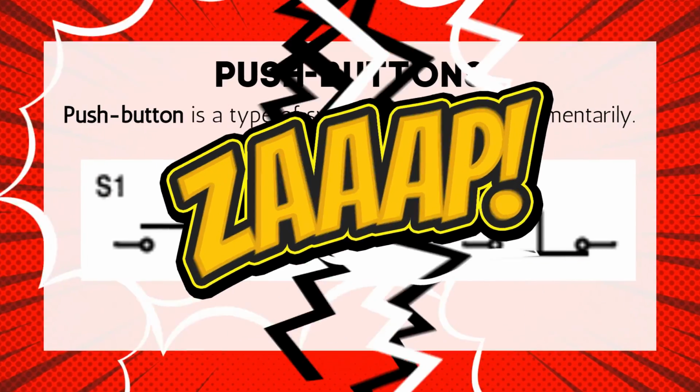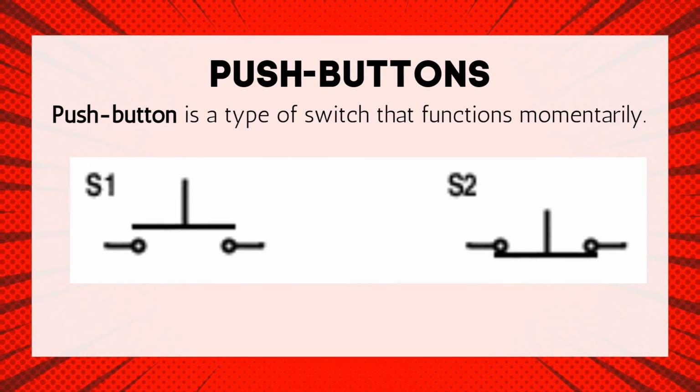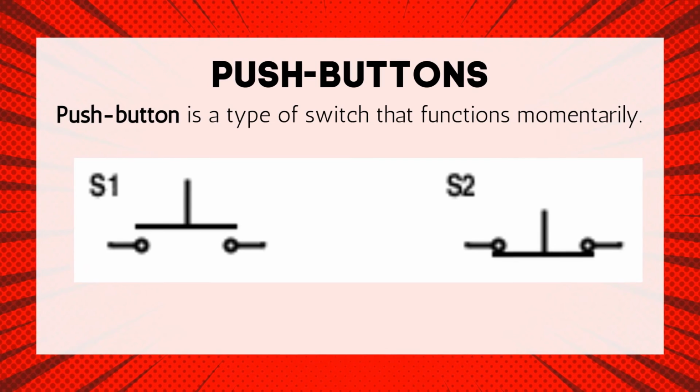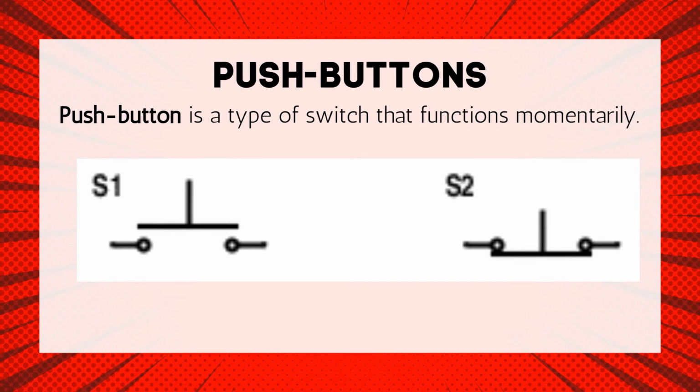Push buttons. A push button is a type of switch that functions momentarily. The figure shows that S1 is a normally open contact. It is closed when the switch is actuated, and S2 is a normally closed contact. It is open when the switch is actuated. Usually, push buttons are used to turn on or turn off appliances, computers, MP3 players, and others.